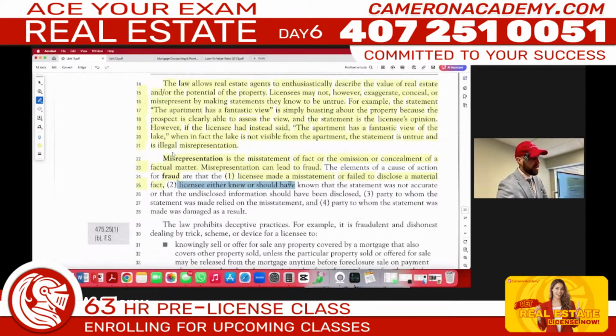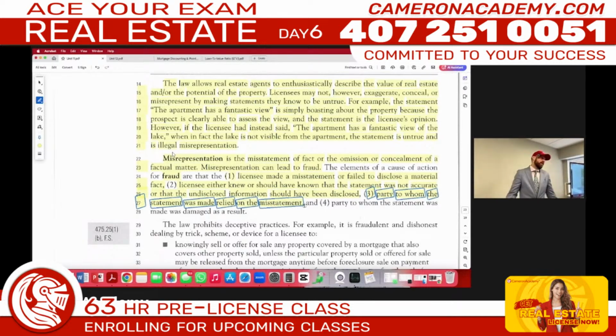Number two, you might have to prove that the licensee knew it was a lie when they said it. Is that easier or harder to prove? You have to basically get them to admit that they lied. Number three, you might have to prove that the party depended on the information that was lied about. That's easy. You just say, I relied on it to make an informed decision in buying this property.